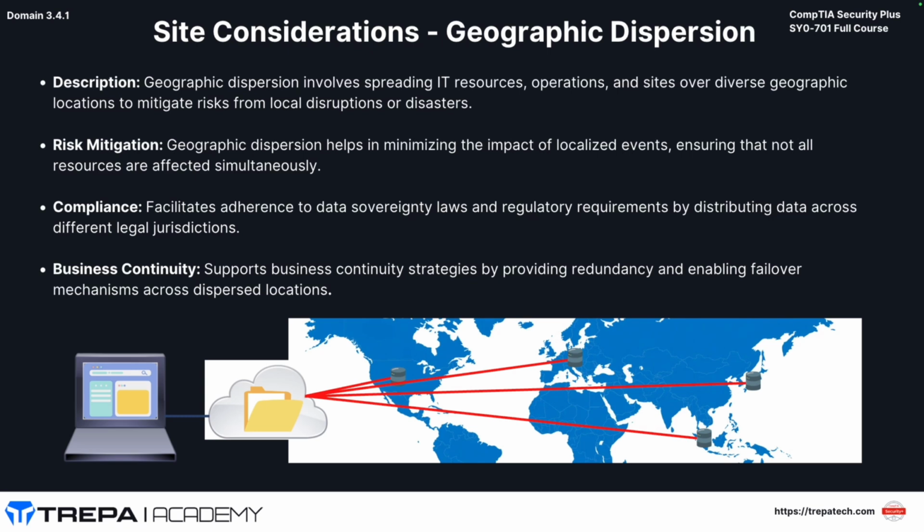It helps us with business continuity. It helps us with natural disasters at a certain site that won't be happening at another site 1,000 miles away. So geographic dispersion helps in minimizing the impact of localized events. It helps us with compliance. Maybe we don't want to be following all these EU rules, so we host some servers in Asia or Africa. Compliance facilitates adherence to data sovereignty laws or regulatory requirements by distributing data across different legal jurisdictions. Helps for our business continuity as well.